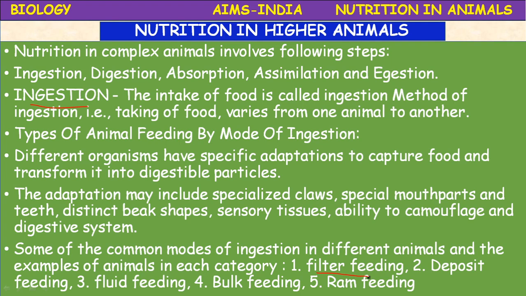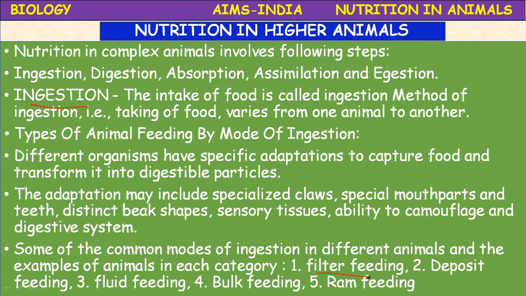By clarifying and purifying water, some of the organisms that utilize this method of feeding, that is filter feeding, are the first category: sponges, clams, whales, and some bird species such as flamingos and ducks. They possess a comb-like beak. So that is filter feeding.